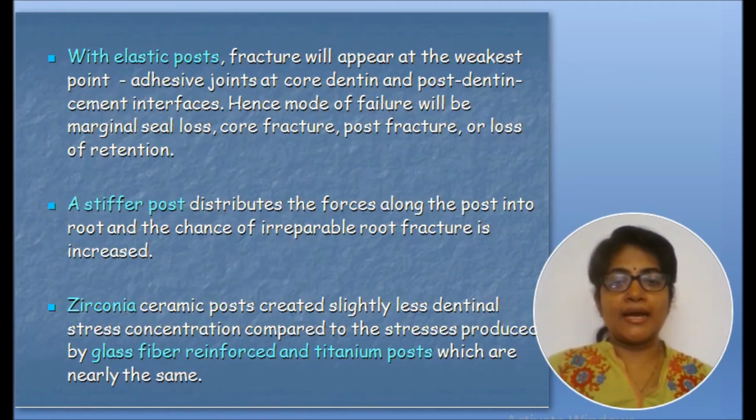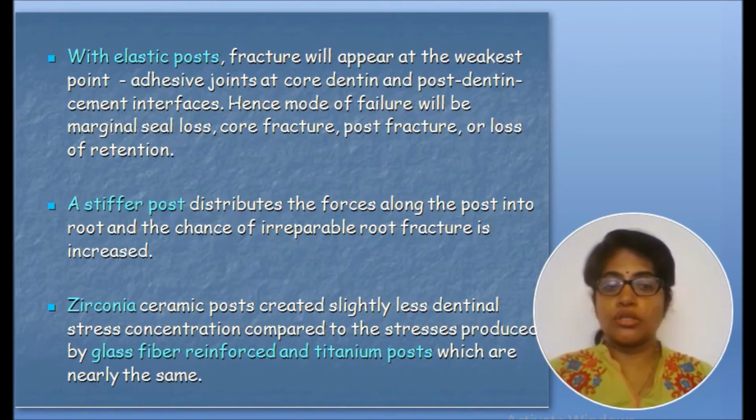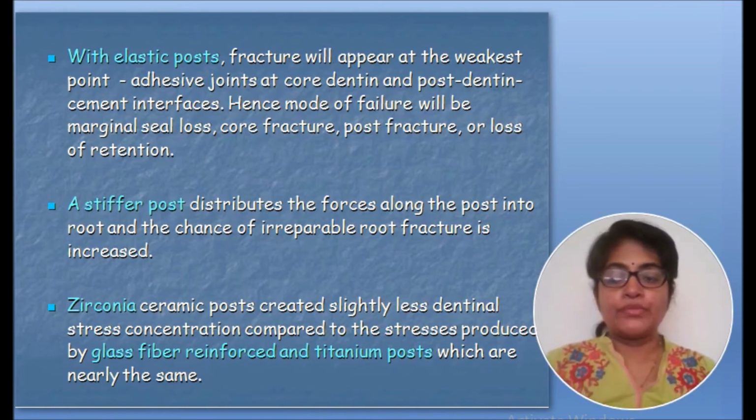With an elastic post, fracture will appear at the weakest point: adhesive joints at the core dentine and post dentine cement interfaces. Hence, the mode of failure will be marginal seal loss, core fracture, post fracture, or loss of retention. When it is a stiffer post, it distributes the forces along the post into the root, and the chance of irreparable root fracture is increased. So if you have an elastic post, it will cause damage to the restoration but not the tooth. If it is a stiff post, it will cause damage to the tooth structure.